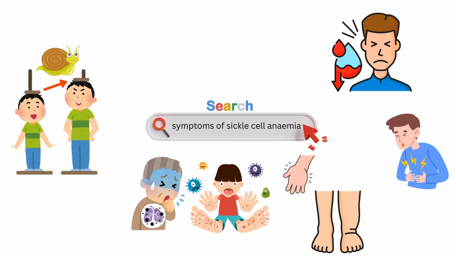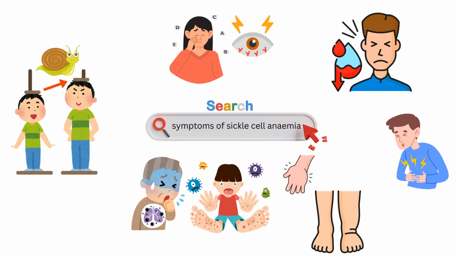Besides, sickle cell anemia may cause delayed growth or puberty. Red blood cells provide the body with the oxygen and nutrients needed for growth. A shortage of healthy red blood cells can slow growth in babies and children and delay puberty in teenagers.